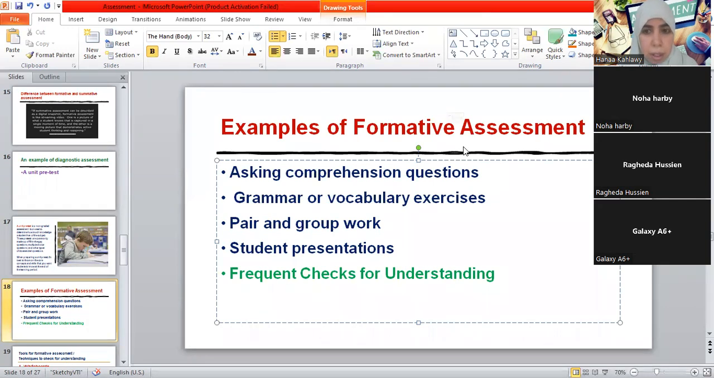By using the role, ask them to talk about themselves by using the role.